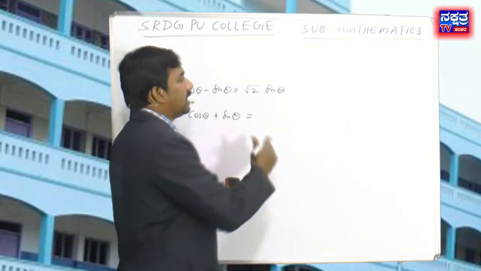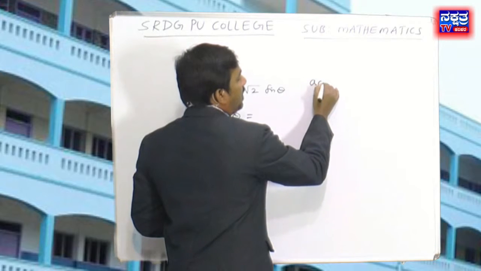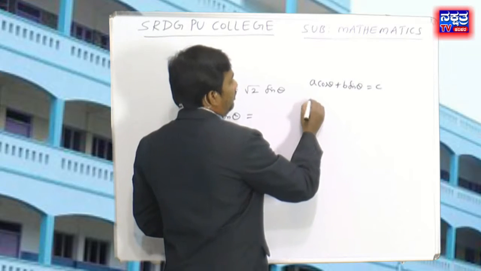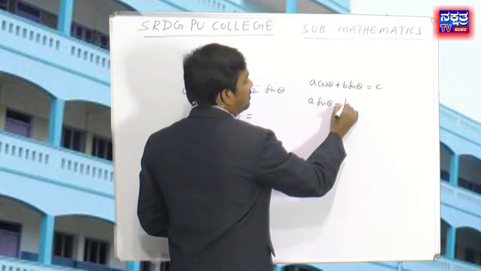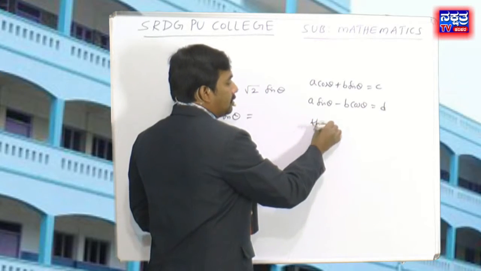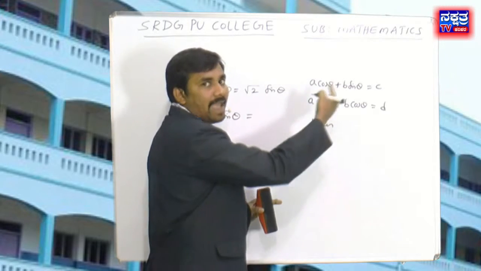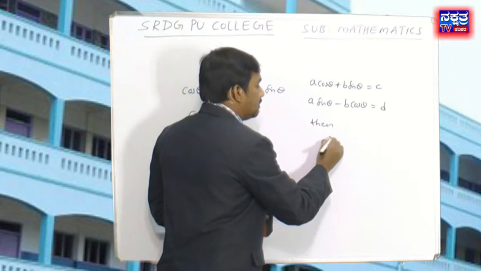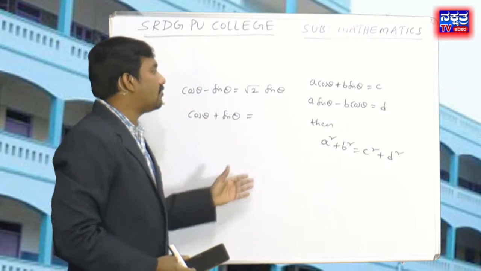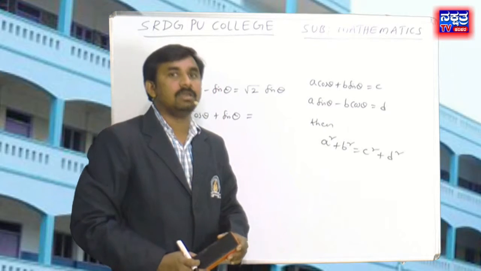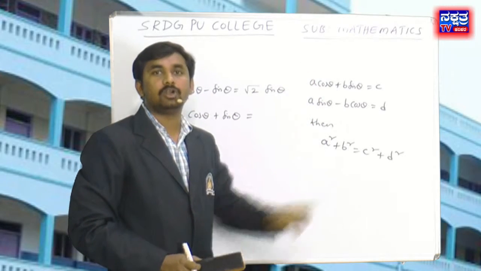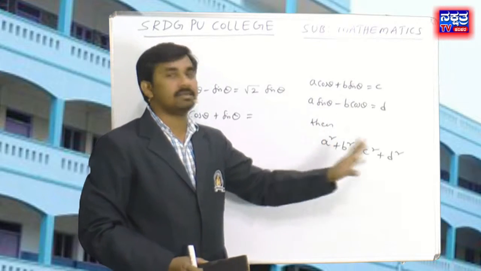Here one formula we can apply in trigonometry. If a cos theta plus b sin theta equal to c, and a sin theta minus b cos theta equal to d, then by squaring and adding these two equations, we will get a square plus b square equal to c square plus d square. Based on this formula, a number of times they ask questions in competitive exams. So remember this: a cos theta plus b sin theta equal to c, and a sin theta minus b cos theta equal to d.